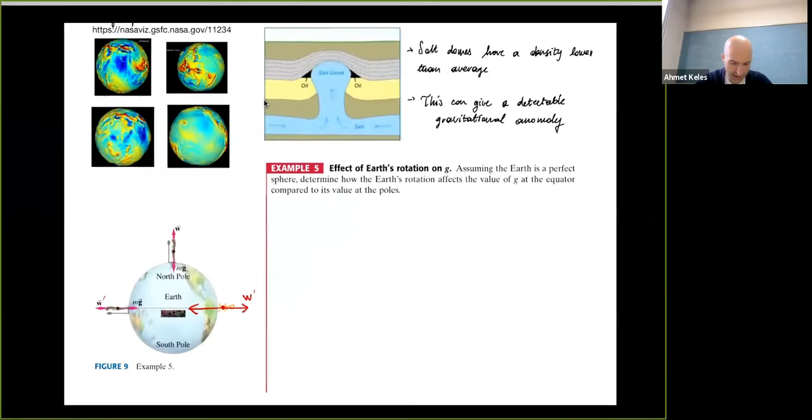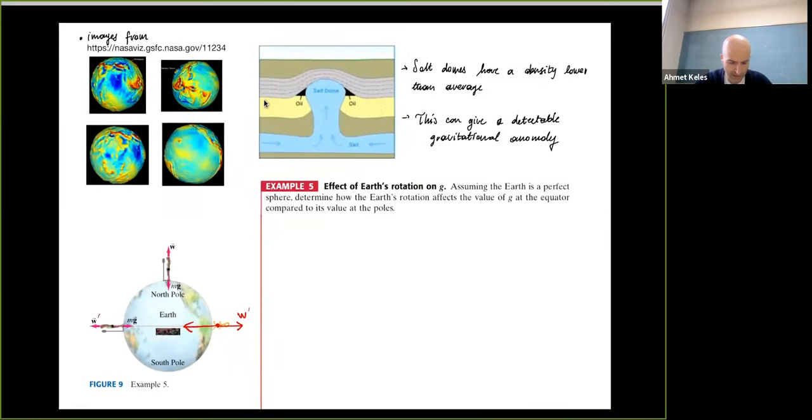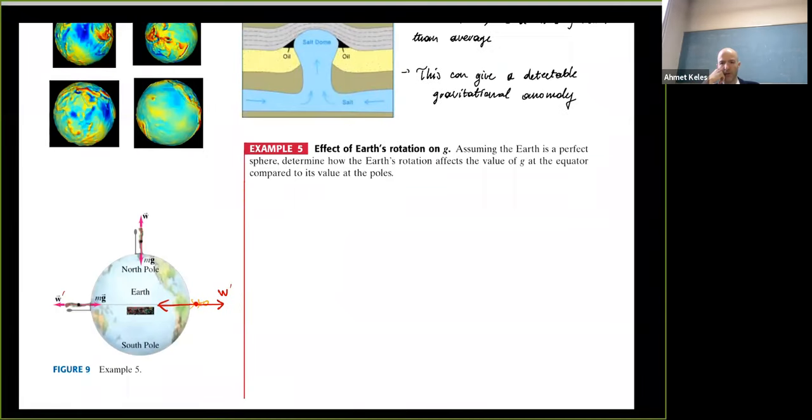So finally, let's think about Earth's rotation. I want to talk about this because we have all the technical information to do this. Let's determine the gravitational acceleration on the North Pole and on the equator, right? Here is your example from your book, example 5. Assuming Earth is a perfect sphere, determine how the Earth's rotation affects the value of g at the equator compared to its value at the poles. Okay. Centripetal force. So what about centripetal force? It won't affect g, I guess, but total pull will decrease.